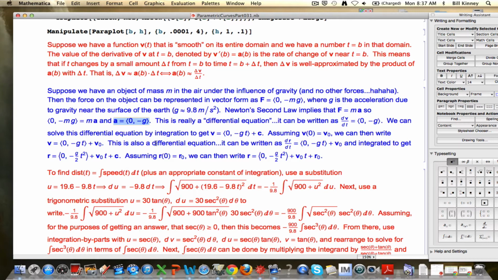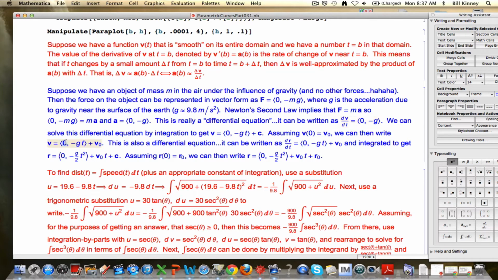This equation is really what we call a differential equation. It involves a, which is the derivative, the rate of change of the velocity, thus the name differential equation. The goal here is to try to solve this equation. This says the derivative of the velocity vector is this constant vector. We can think of this component by component. The first component of the derivative of the velocity vector is 0. Therefore, if you integrate 0, you get a constant. That will be the first component of the velocity vector.